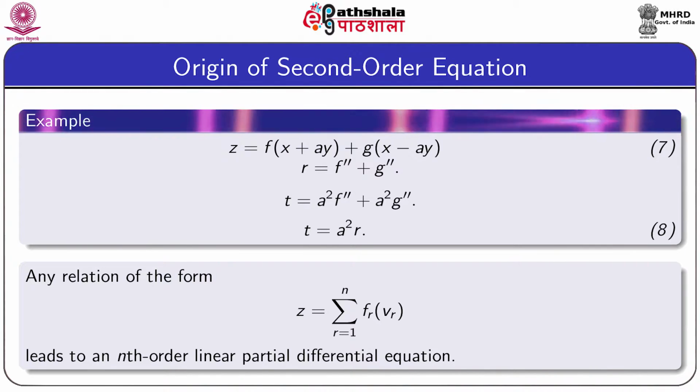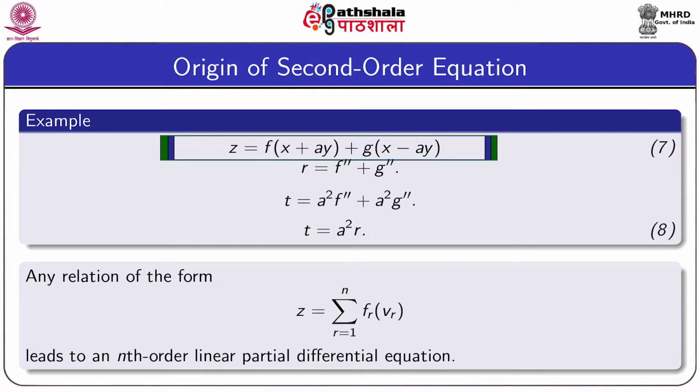So, let me take one example. Let z be some function of f and g, where f and g are some unknown functions, and f and g are functions of x plus ay and x minus ay respectively. Now, we want to form a partial differential equation from equation 7. So, for that purpose we take the derivative of equation 7 twice with respect to x.